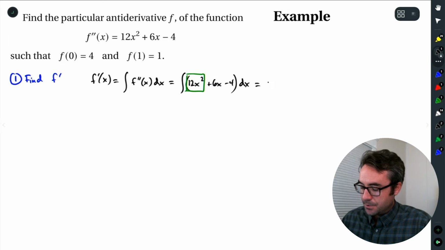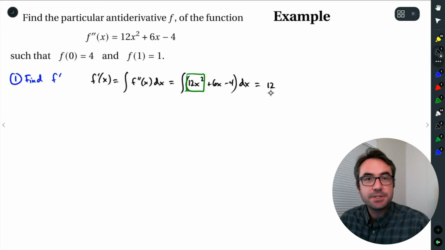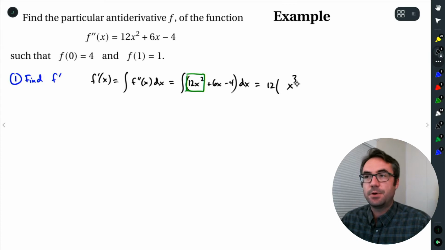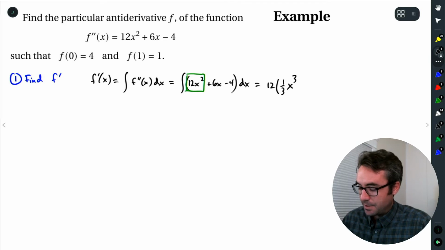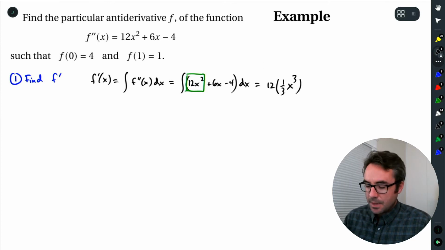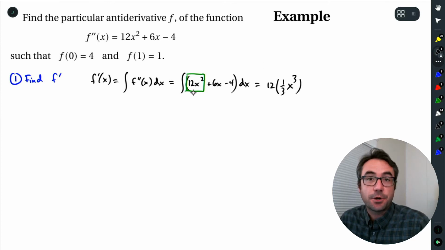The 12 is a constant multiple, so it can just stay out front. And then our variable here is x, so our variable is going to stay x. We add 1 to the exponent, so that takes us up to 3. We're just doing the power rule. So we take that new exponent, flip it, put it in front: 1/3 x cubed. So we get 12 times 1/3 x cubed. And that's the antiderivative for this first term.